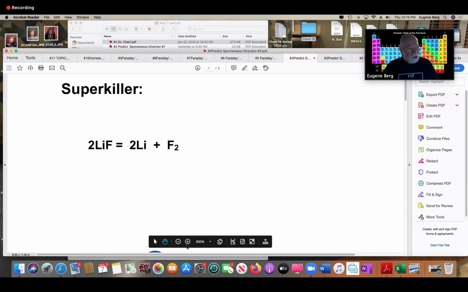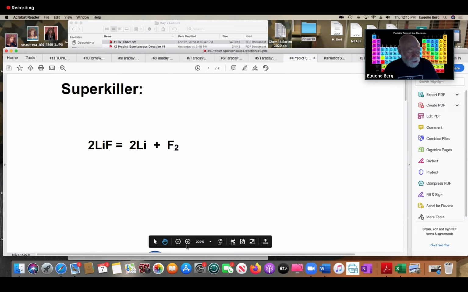So let me give you a moment on your own to see if you can figure out which way this reaction is spontaneous. Now, what you should have noticed by now is there's no spectator. How do I know that? Because lithium in a compound is going to go lithium alone, and fluorine in a compound is going to go fluorine alone. Wow, no spectators.